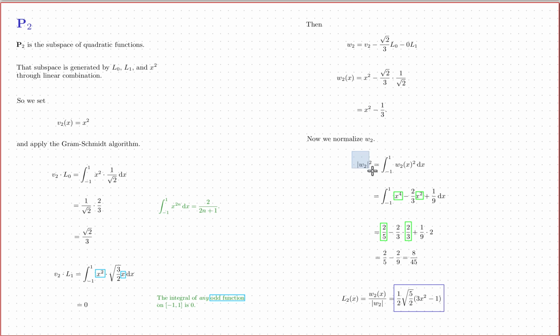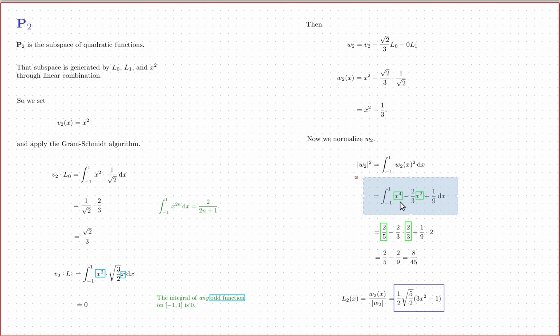So we compute its current magnitude. The magnitude squared of W2 is the integral of W2 times W2. So if you square W2, you get x to the fourth plus minus 2/3 x squared plus 1/9. So we're going to integrate this guy here.